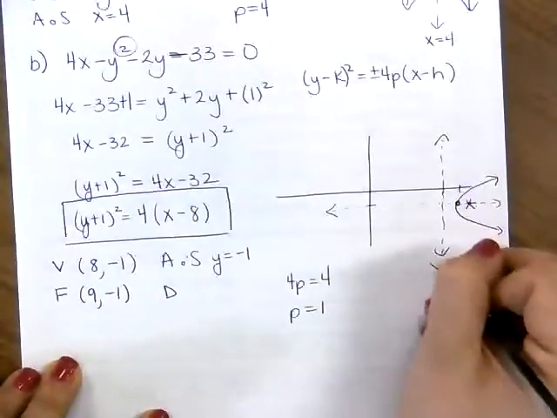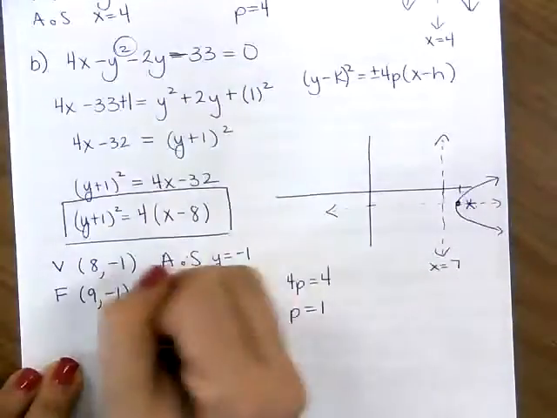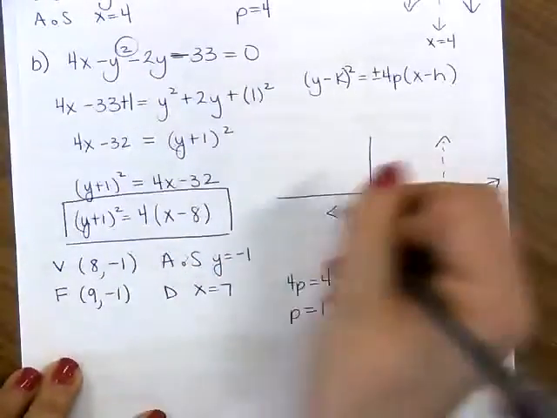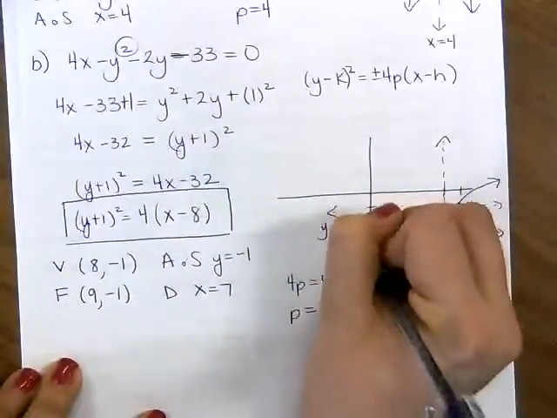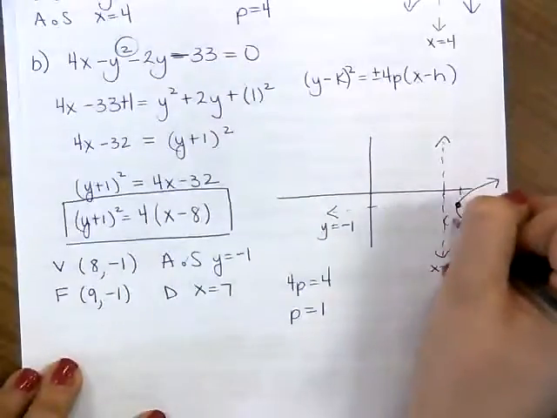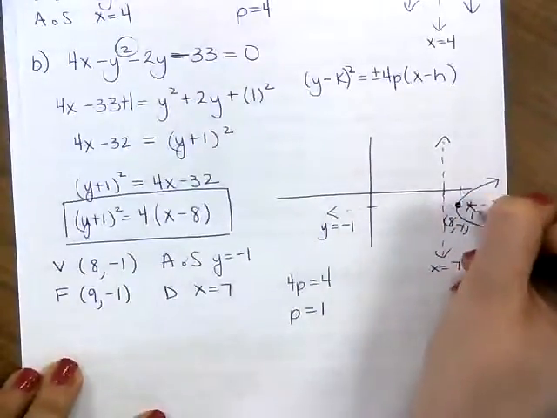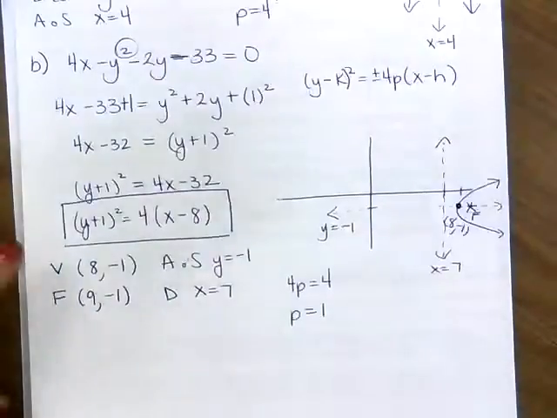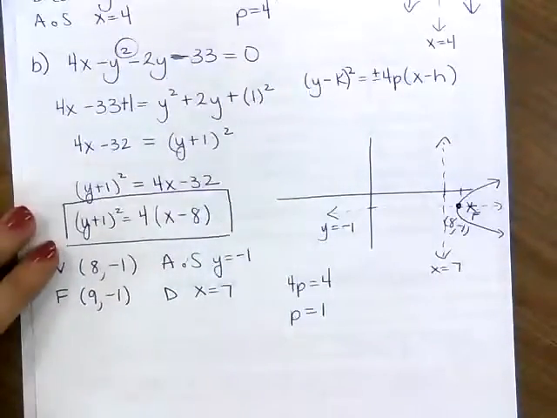Okay, so here we're at x equals, what, 7? We should label this y equals -1. This was 8, -1, and this is the focus. Okay? The only other thing I have to find, did I find it all? Oh, perfect, done.